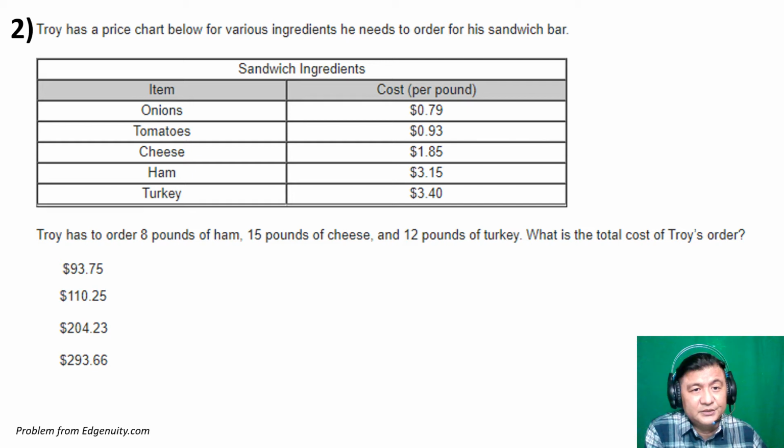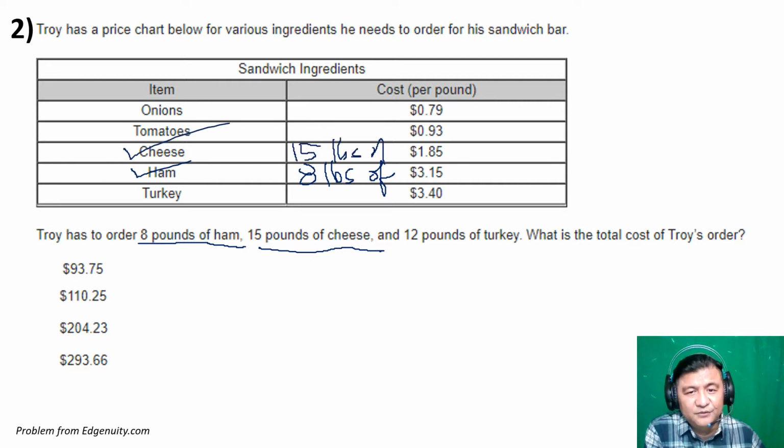Troy has a price chart below for various ingredients he needs to order for his sandwich bar. Okay, so the chart is already there. So what did he order? He ordered 8 pounds of ham. Look for ham. We got 8 pounds of this. Okay, what else? 15 pounds of cheese. Cheese is over there. 15 pounds of $1.85. And what else? 12 pounds of turkey. Turkey is over here.